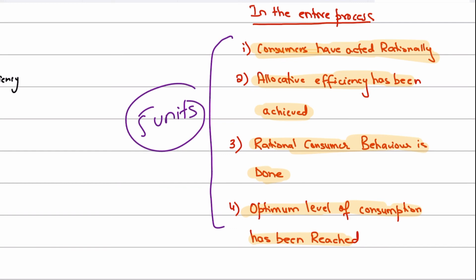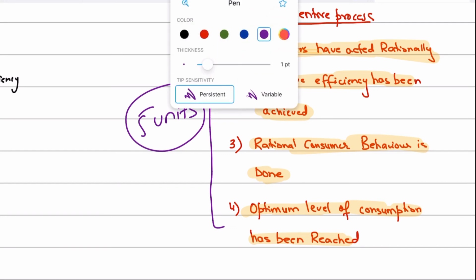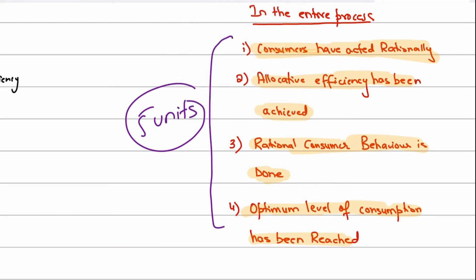However, if he buys any unit beyond 5 units, for each additional unit beyond the 5th unit, again I'm going to repeat, each additional unit beyond the 5th unit would represent deadweight loss of consumer surplus, and that would represent unoptimal purchase or irrational consumer behavior, and it would represent high levels of allocative inefficiency.